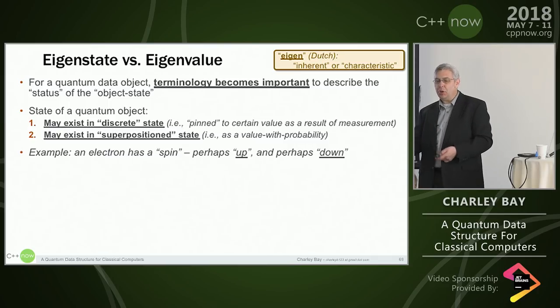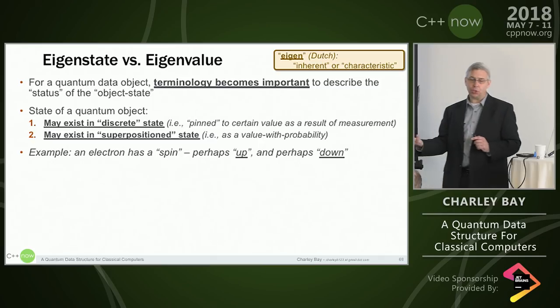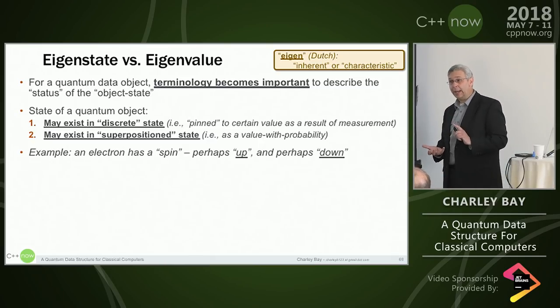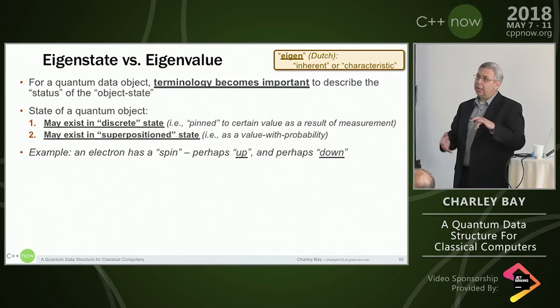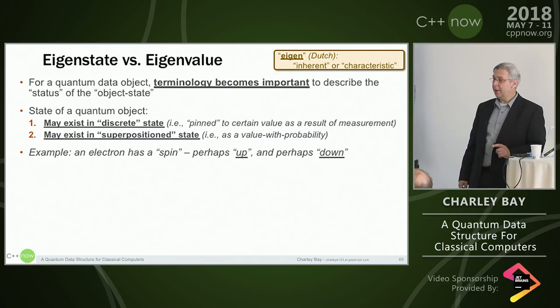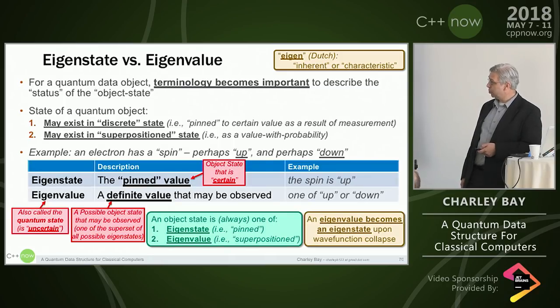The first scenario is, no, I pinned it. I looked at it, I did the destructive read, and it's pinned to a certain value. That's the eigenstate. But before I did that, it's not yet pinned to a certain value. It has a certain value, it is true or false, but I didn't pin it yet. That's the superposition state.